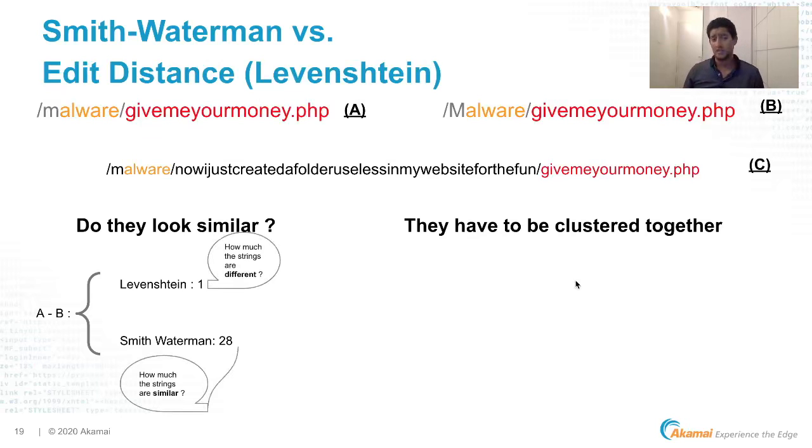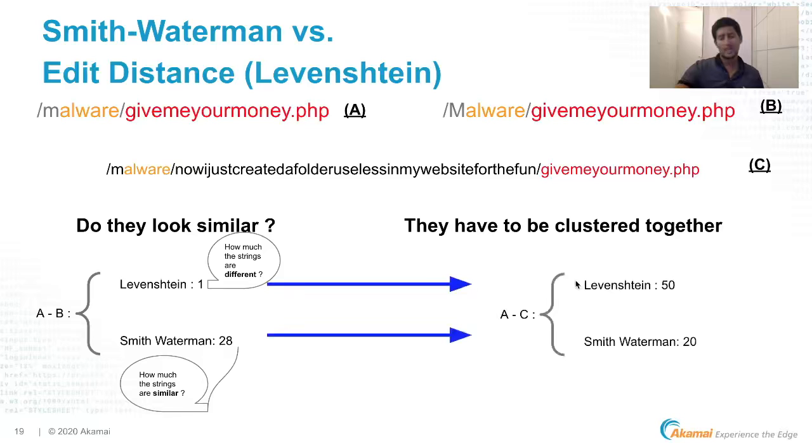Levenshtein says basically how much the strings are different, whereas Smith-Waterman tells you how much the strings are similar. If we compute now the distance between A and C, for Levenshtein distance we have 50, and for Smith-Waterman we have 20. So between A and B and A and C, for Levenshtein we have a variation of 5,000%. So we cannot use Levenshtein distance. Otherwise, those 3 will not be clustered together.